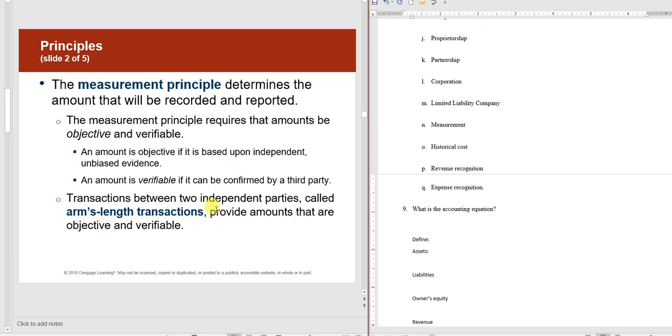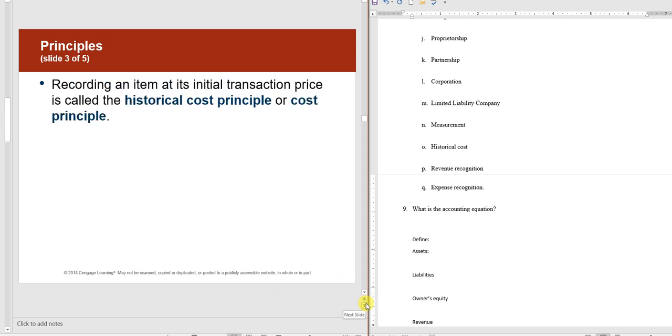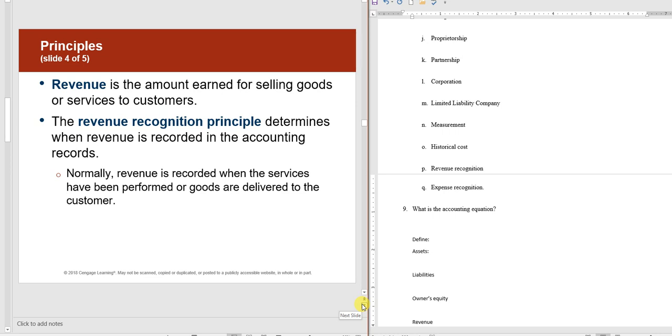Arm's length transactions are basically between two independent parties. If I sold you my car, since we are unrelated, we would say it's arm's length, whereas if your parents sold you your car, you wouldn't necessarily trust it. Historical cost principle means we record things and leave them on our financial statements at historical cost, what we originally paid for it. Revenue recognition principle is you recognize the revenue when the services have been performed or delivered.